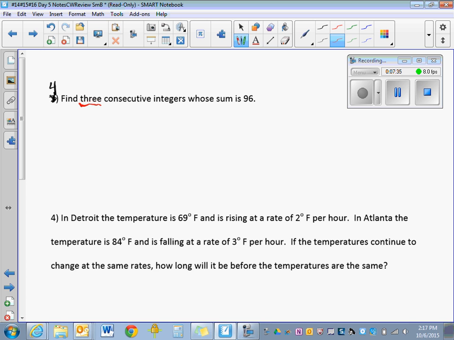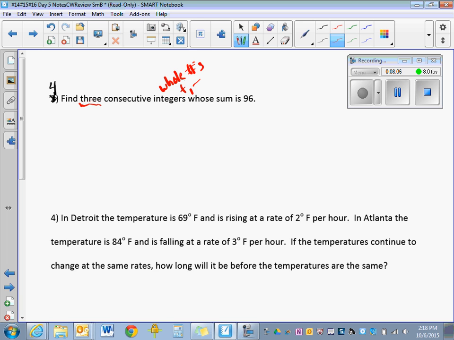Anybody know what an integer is? Go ahead, Jenny. Yeah, it's a whole number that can be either positive or negative. So basically, no decimals, no fractions. Alright, so 3 consecutive integers, so this is whole numbers, both positive and negative.